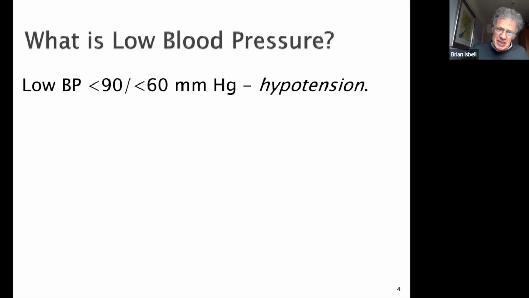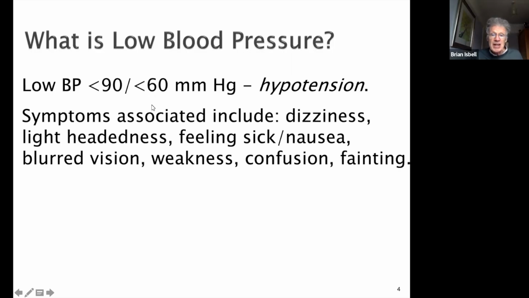So where the systolic is less than 90 and the diastolic is less than 60, that's referred to as hypotension. Remember, when we come on to talk about high blood pressure, we'll be talking about hypertension. So a little difference in the spelling makes a lot of difference in terms of what we're talking about. So low blood pressure then, with those little v's on their side, meaning less than: less than 90 systolic, less than 60 diastolic, and you get very definite symptoms.